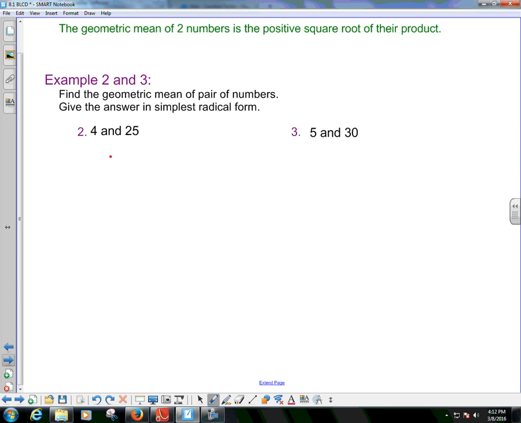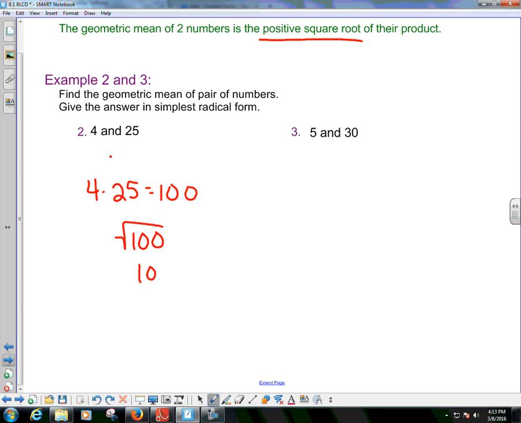Okay, so we have examples 2 and 3. Find the geometric mean of the pair of numbers. Give the answer in the simplest radical form. So the geometric mean of two numbers is the positive square root of their product. What does product mean? Product means that you're going to multiply. So we're going to take 4 times 25. That's going to give us 100. We need to take the positive square root of this number. So the square root of 100, well, that's 10.